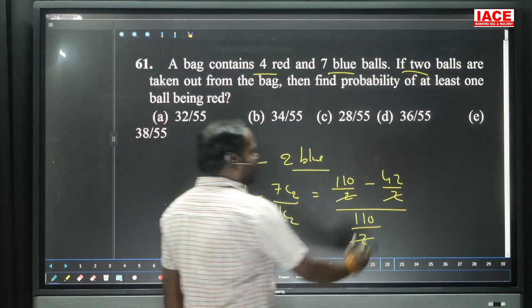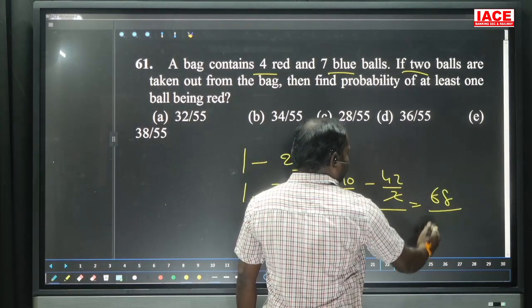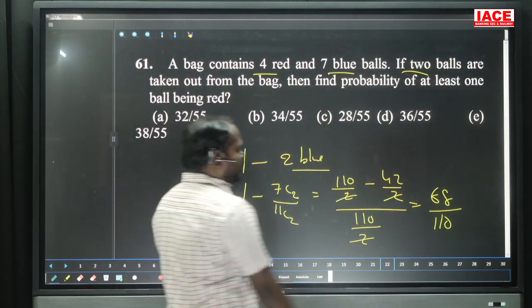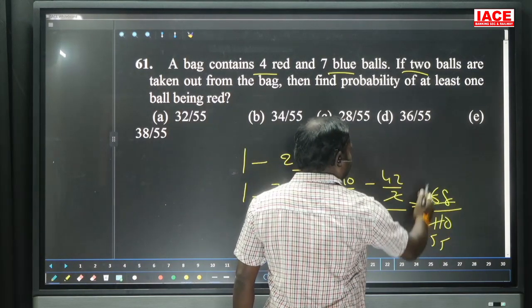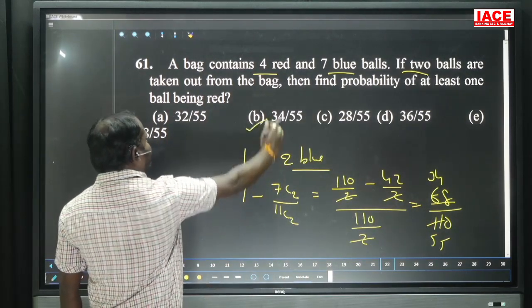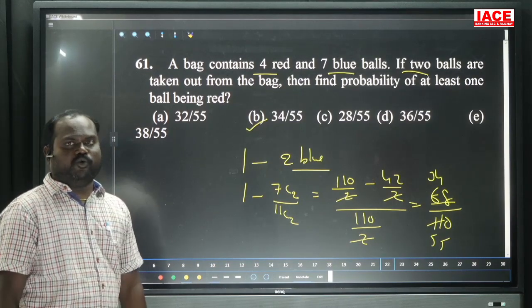68 by 110, options 55. Anyway it is 55, 2 5 times 234, and option B. Option B. 1 and 2 should not be the blue colour, right?